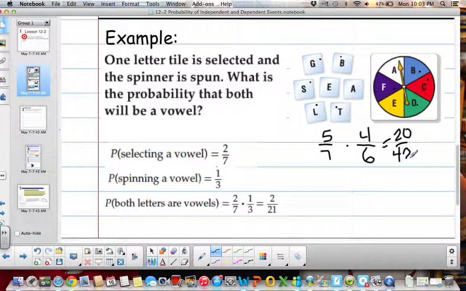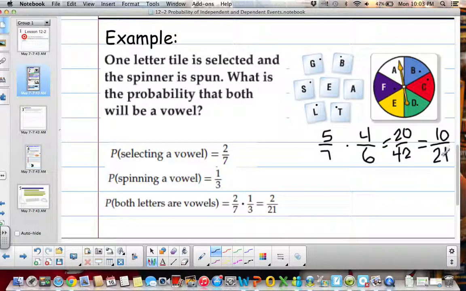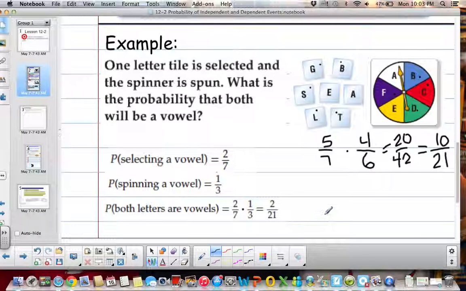So then our answer would be 20 over 42. And we can simplify that down to 10 over 21. So the probability of getting both consonants is 10/21. And 10 is really close to half of 21, so we know that our probability is about 50% to get both consonants, which makes sense because there's a lot more consonants than vowels.